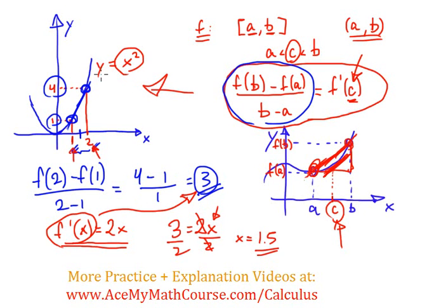And of course, y equals x squared is a continuous function. It's differentiable basically everywhere. So the conditions for the mean value theorem are satisfied. And of course, the secant line between these 2 points here will have the exact same slope as the tangent line passing through the point where x equals 1.5. So that's it.